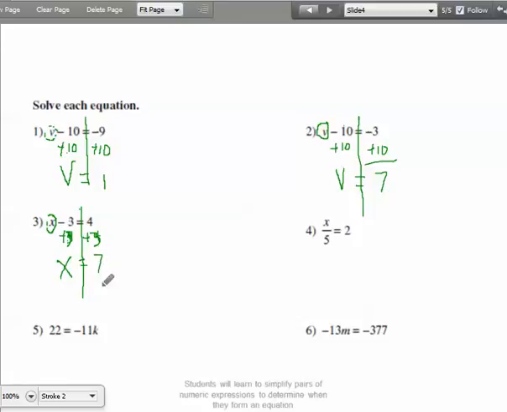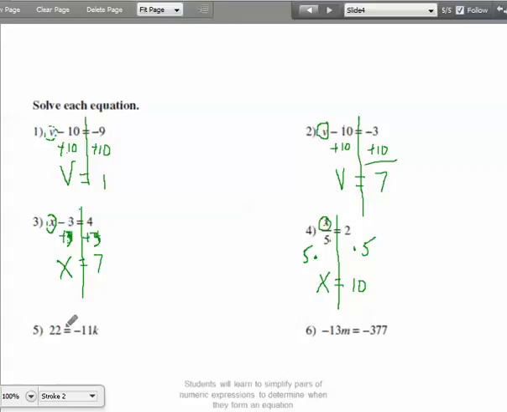Let's come over here to number 4. Draw my line like I did before. Circle my x. That's what I'm solving for. X is being divided by 5. The opposite of dividing is multiplying. So if I multiply by 5 on both sides of this equation, what I'll get is 5x divided by 5, or 5 divided by 5 is 1. So I'm going to wind up with x over here. And 2 times 5 is 10. X is equal to 10.